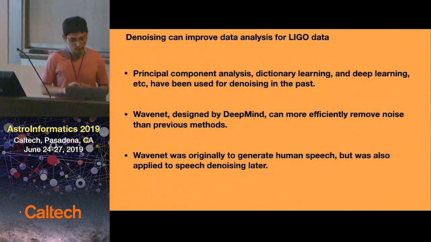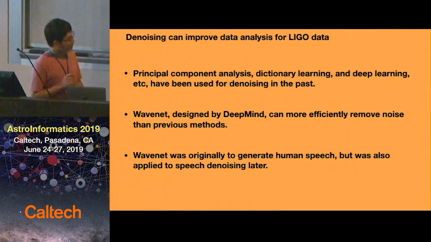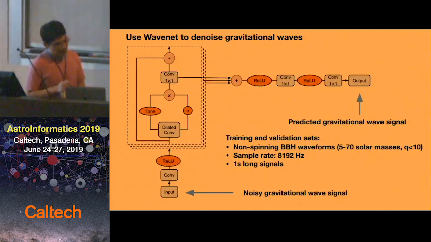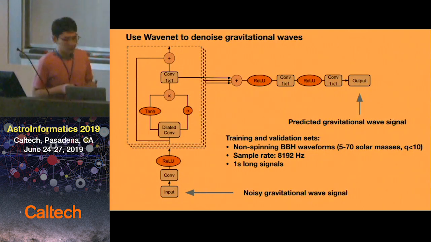And this WaveNet was originally designed to generate human speech, but later it's also applied to speech denoising. So this is the general structure of the WaveNet. It might look complicated, but it's really just a series of matrix multiplication plus some nonlinear operations. So it takes a vector as the input, which is a time series, and ideally it should output a denoised version of this input time series.